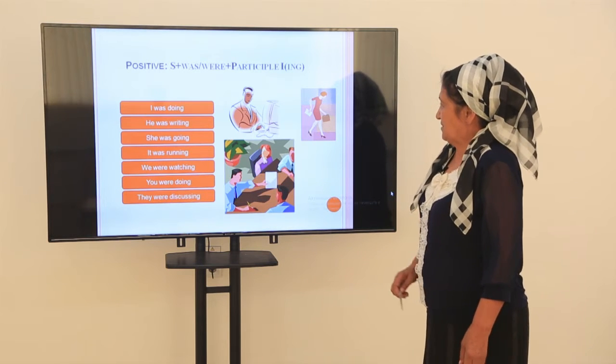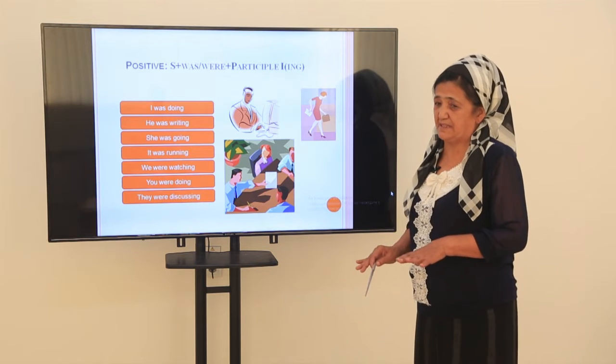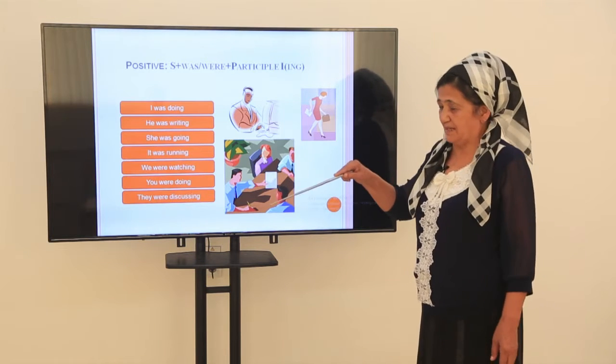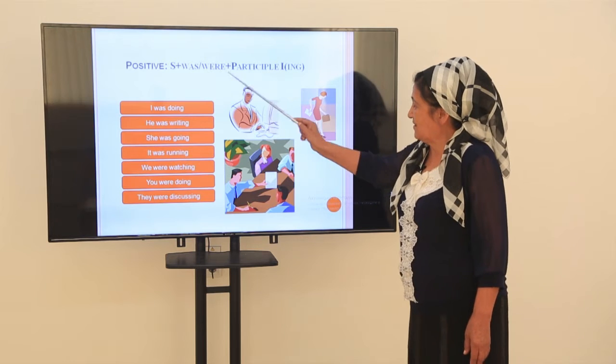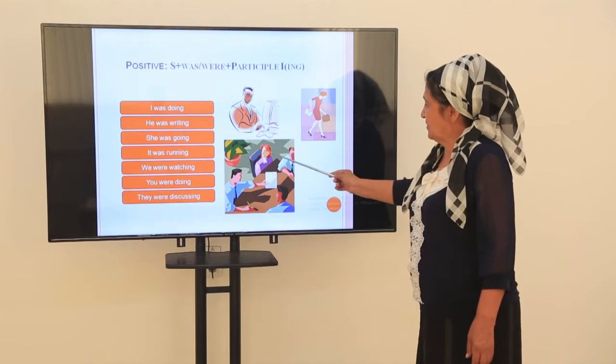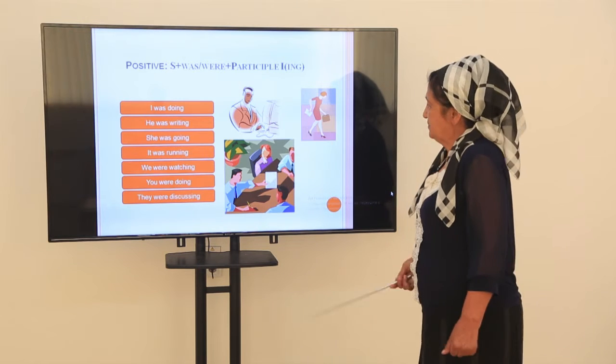Just look at the pictures. What is he doing at the time of speaking? He is sitting, but the action is in the past. We use here, instead of is, was. Instead of they are, we use were. They are in the past.